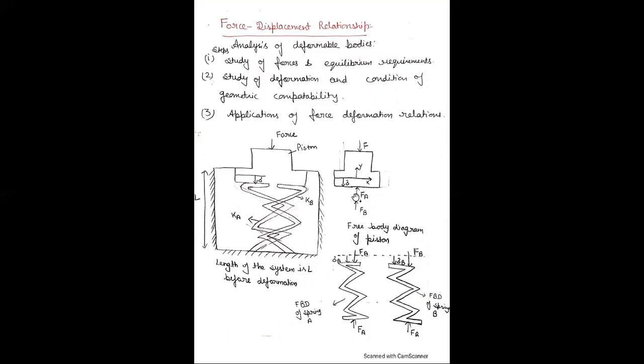Here is a piston. There are two forces, Fa and Fb, due to the spring. First of all, remove all the supports for the free body diagram. And this delta is the deformation. These two forces act along the y direction, and this is the upward force on the piston. This is the free body diagram of the piston.